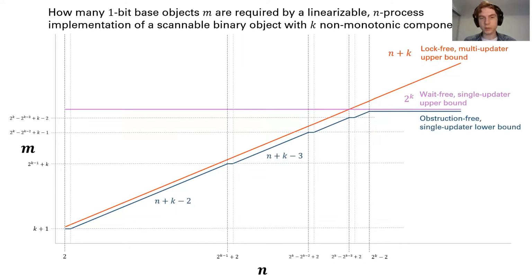This pattern continues until finally we reach n equals 2 to the k minus 2. And at this point, we show that 2 to the k minus 1 base objects are required. So on the left side of our graph, our lower bound very nearly matches our multi-updater upper bound, whereas on the right side of this graph, our lower bound very nearly matches our single updater upper bound.